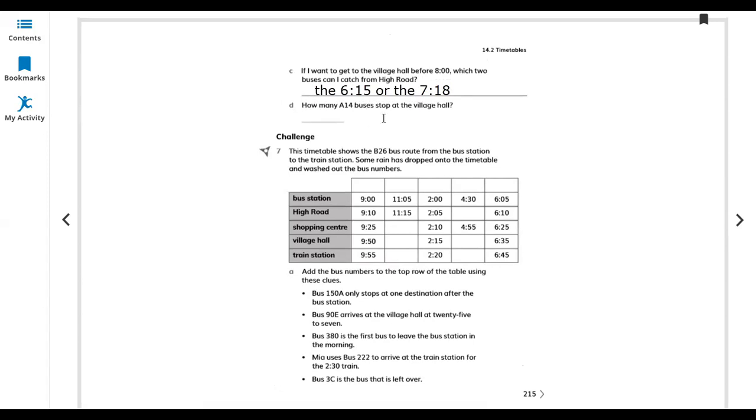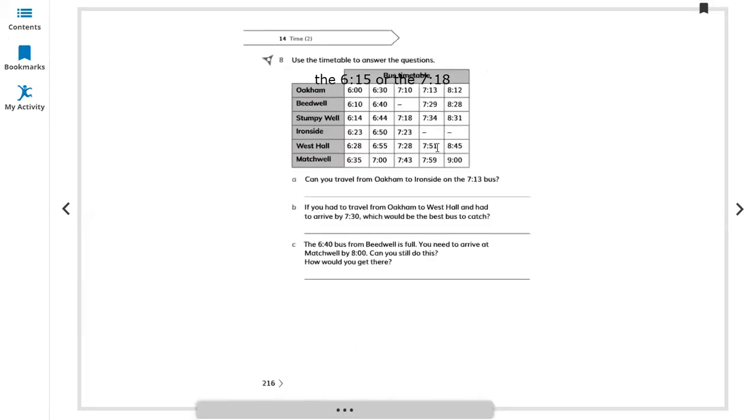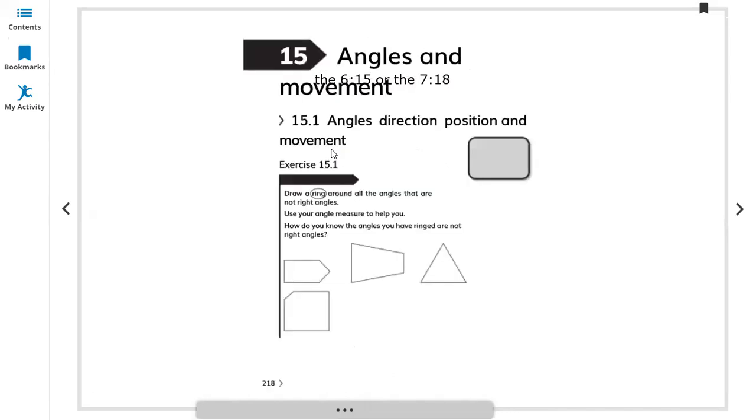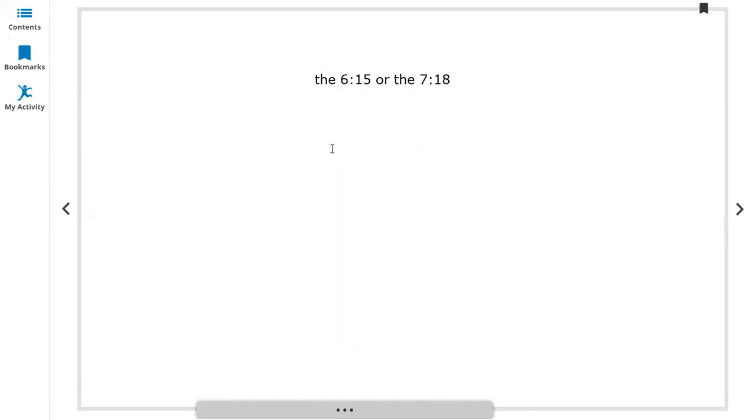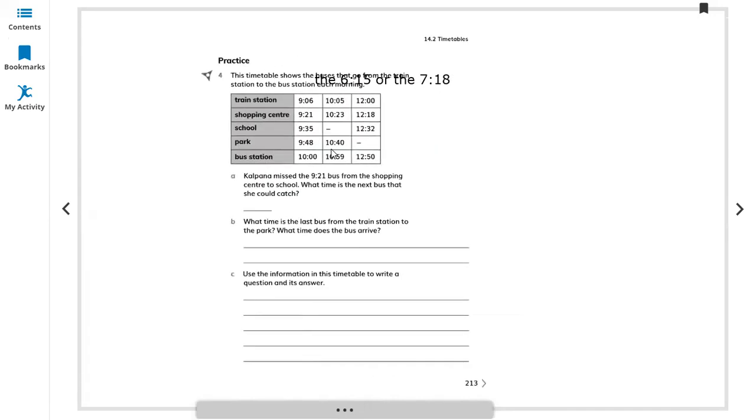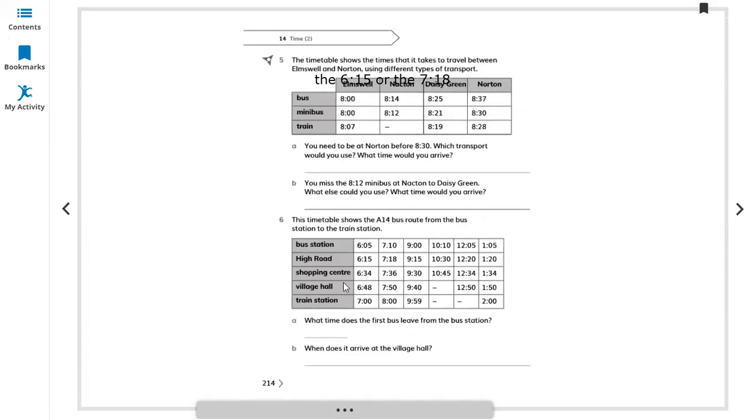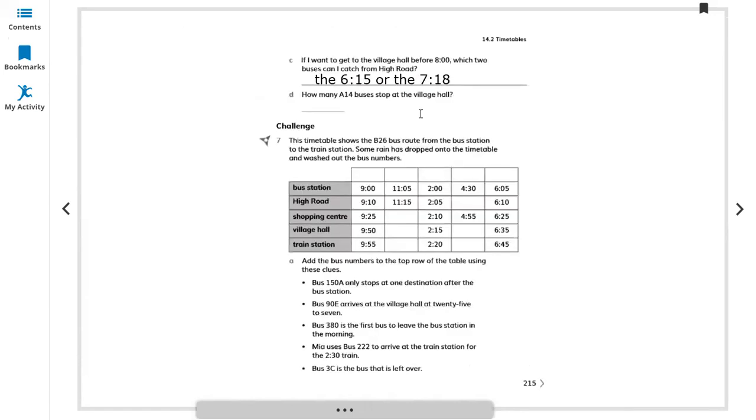How many A14 buses stop at the village hall? I think there are 5 because the sixth one there is a cross. Village hall. 1, 2, 3, 4, 5. So there are 5, so we can write 5 buses.